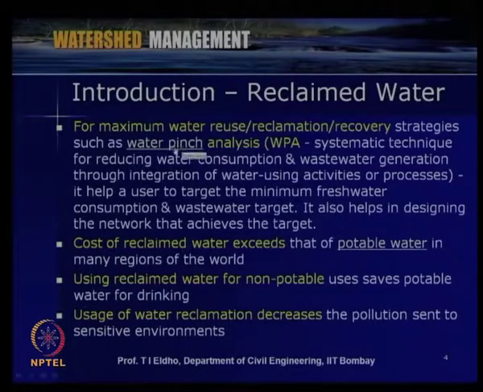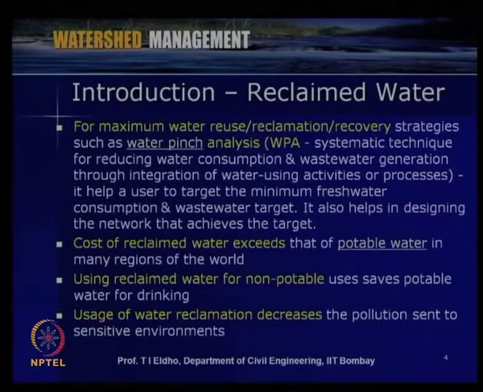This kind of analysis, like water pinch analysis, helps a user to target the minimum freshwater usage and the wastewater target. So, water pinch analysis is important when we look into water conservation, wastewater generation, and wastewater treatment. That way this kind of analysis helps in designing the network that achieves the target. So, the target is the efficient usage of available water.